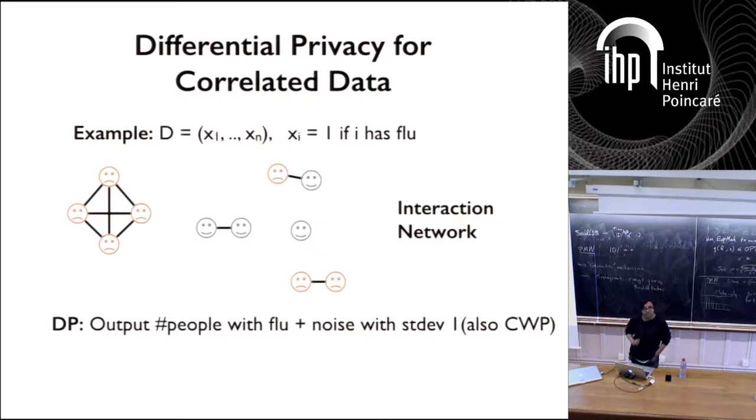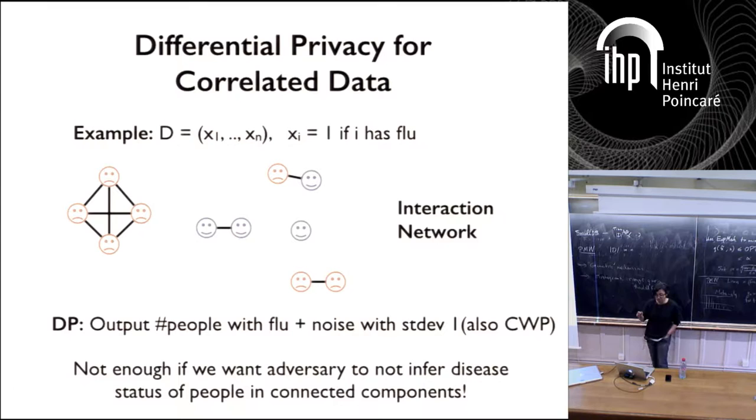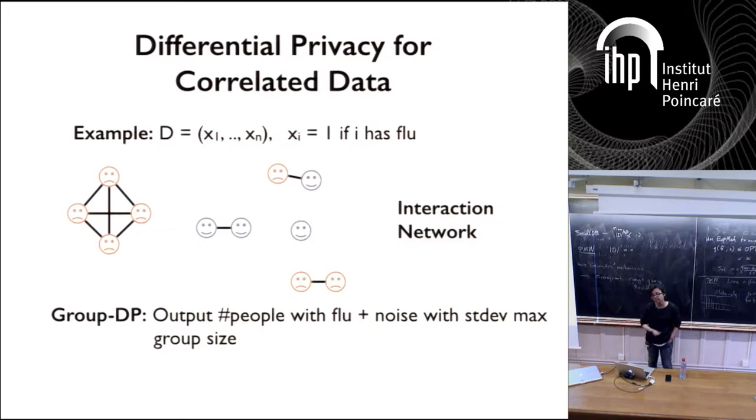However, now it depends on what we really want to achieve. So if we want the adversary not to infer the disease status of a certain person in a connected component, then this would not even be enough, okay? And again, you could look at group differential privacy. Group differential privacy would output the number of people with flu, and it would add noise with standard deviation which is, let's say if you assume disjoint groups, the maximum of the group size. But this may be too much noise, right?